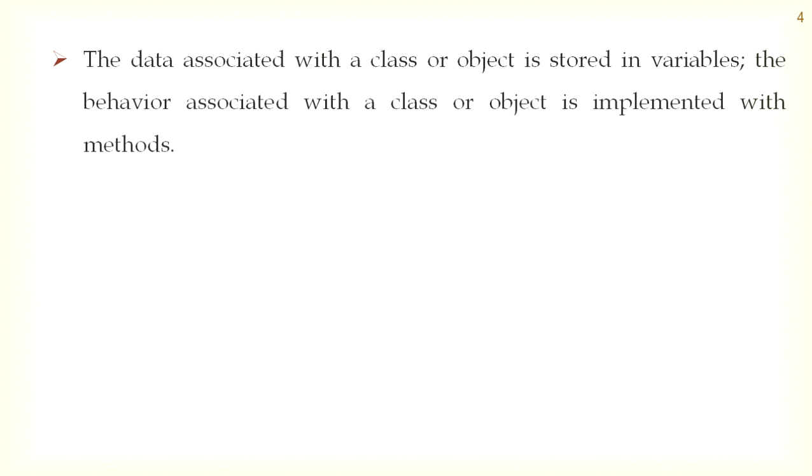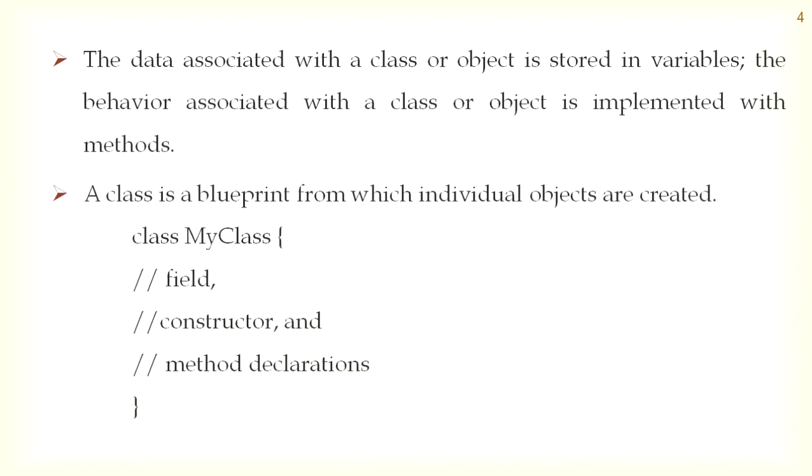The data associated with a class or object is stored in variables, and the behavior associated with a class or object is implemented with methods. The class is a blueprint from which individual objects are created. For example, class, MyClass, fields, constructors and method declarations.